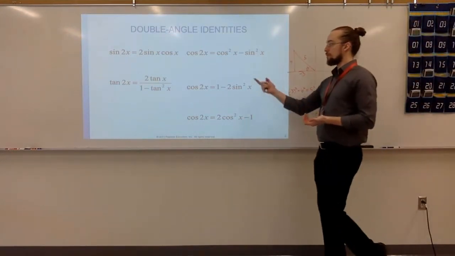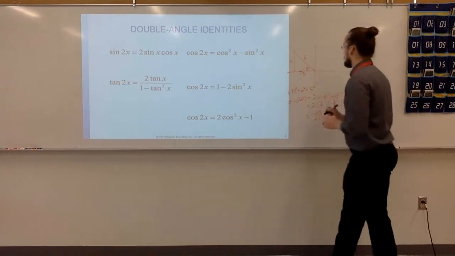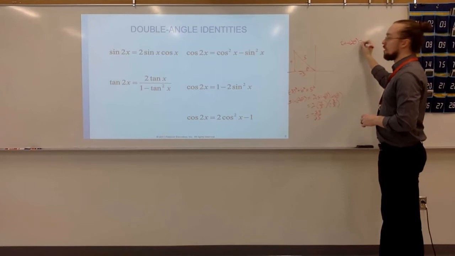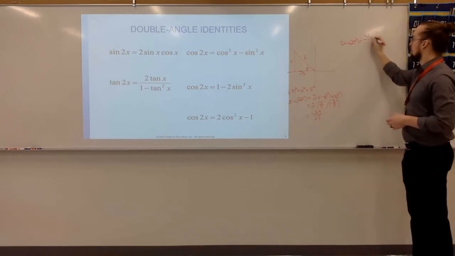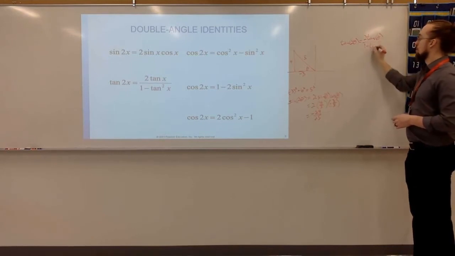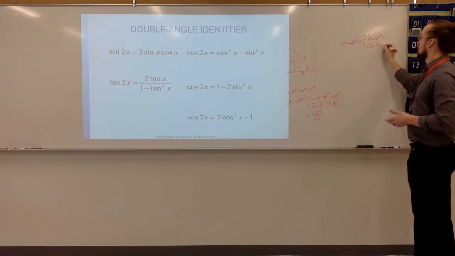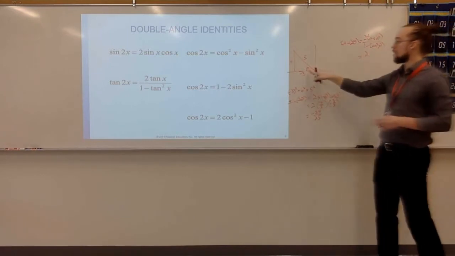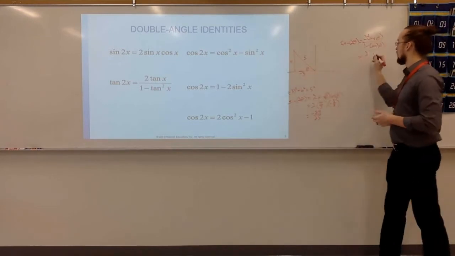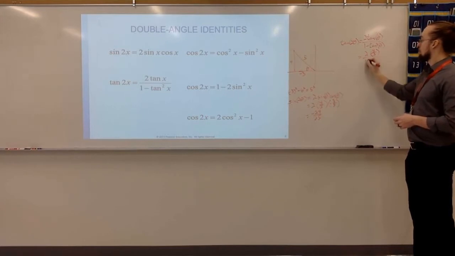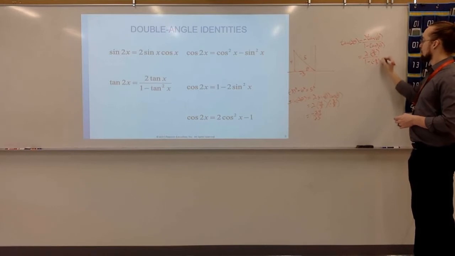Do the same thing for each of these then. For tangent of 2 theta, that's 2 times the tangent of theta over 1 minus the tangent squared of theta. So again, we can get tangent of theta from our triangle. So tangent would be 4 over -3. So 2 times -4/3 over 1 minus -4/3 squared.